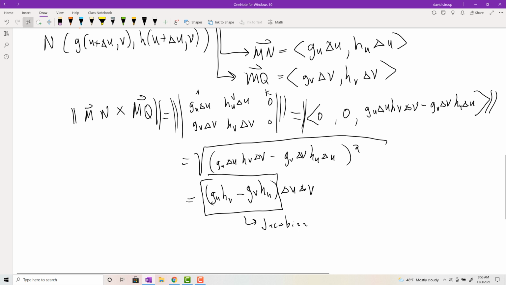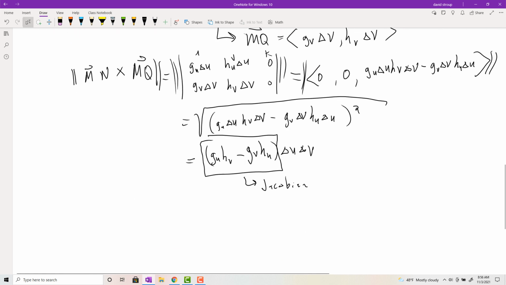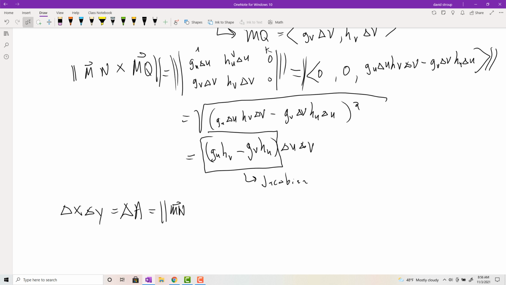Okay, so getting back to where the book is, what do we have? Let me rewrite what we have. We have change in x, change in y equals our delta A, which we're saying is basically the magnitude of that cross product. And let me write it more like how the book has it. Because of the square root and stuff, it's the absolute value of this.